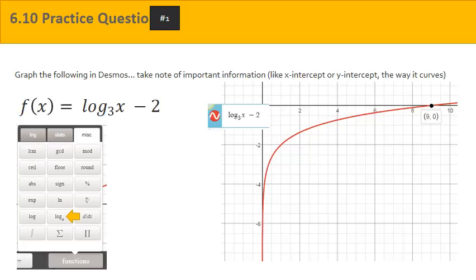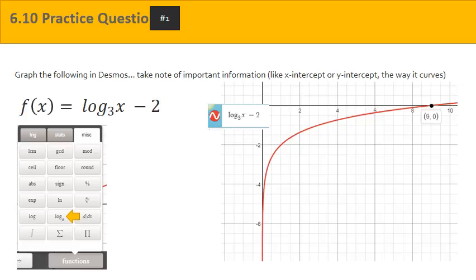All right, so now let's look at some practice questions. This one is just like number 1 on your 6.10 quiz. So graph it in Desmos. Take note of all the important information. Make sure you understand how to put this in Desmos, like the x-intercept, the y-intercept, the way it curves, and all that kind of good stuff.